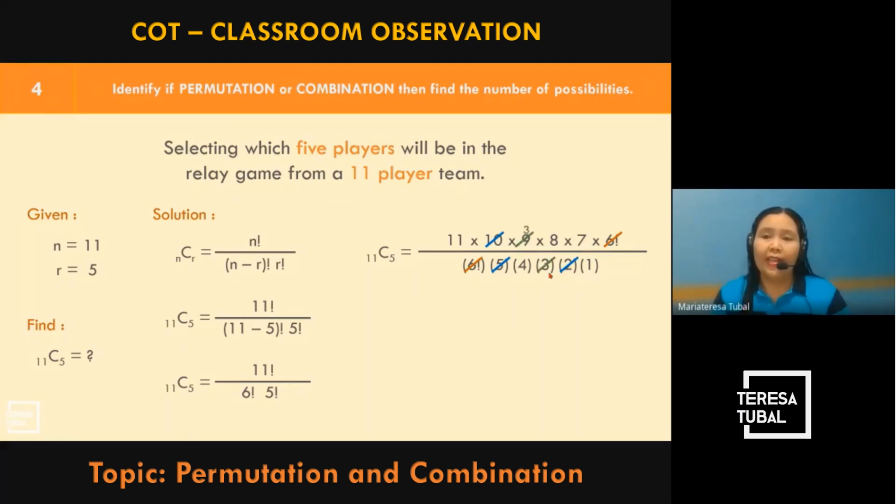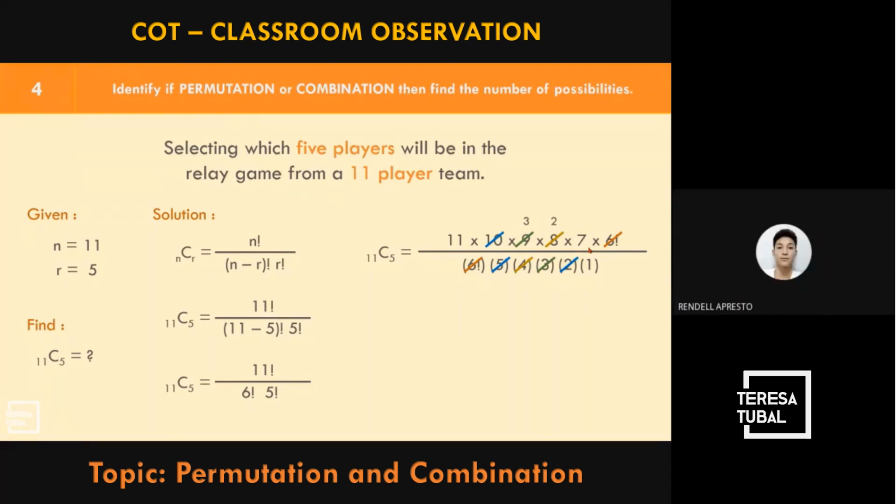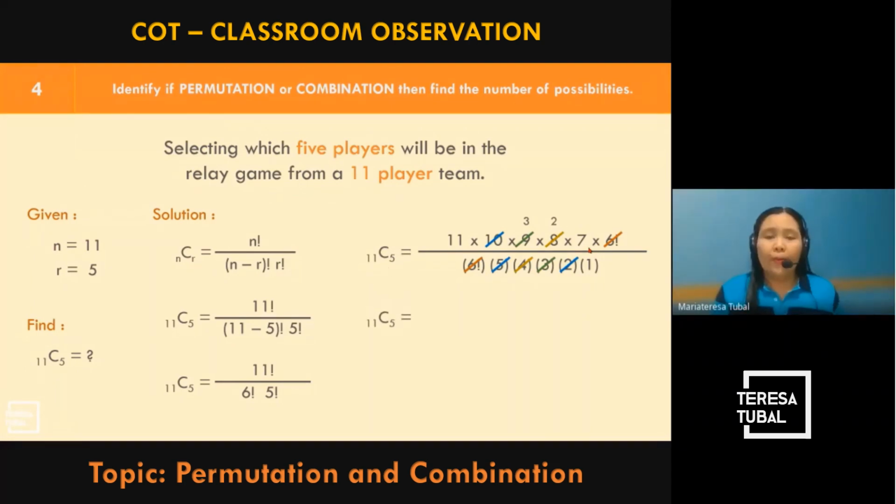And then 9 divided by 3, that is equal to 3. And then 8 divided by 4, that is equal to 2. If you multiply 11, 3, 2, and 7, tulad ng binanggit ni Lazaro, Apresto, what is the answer? 462 po. Okay, very good. So combinations of 11 players taking 5 players, that is equal to 462.